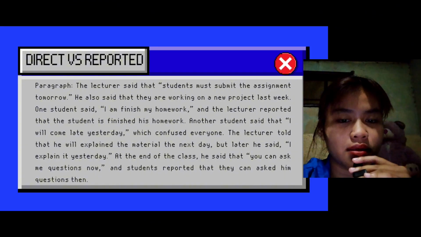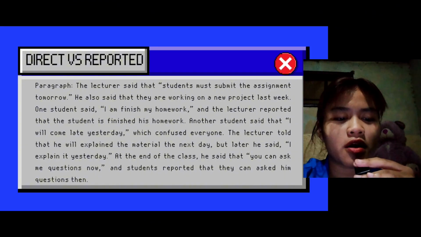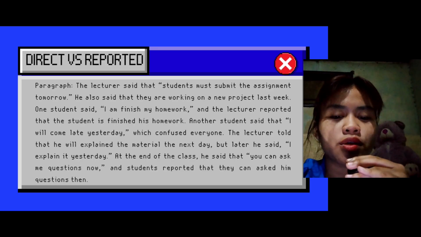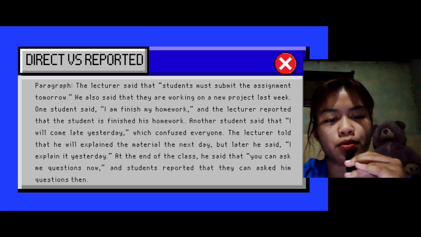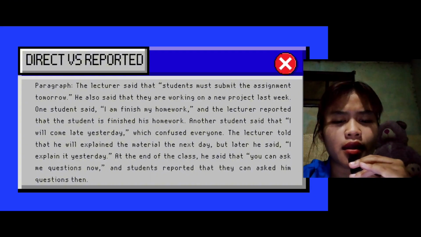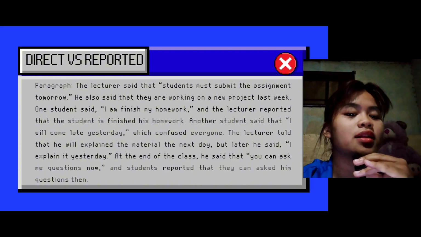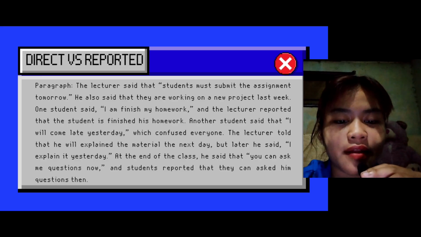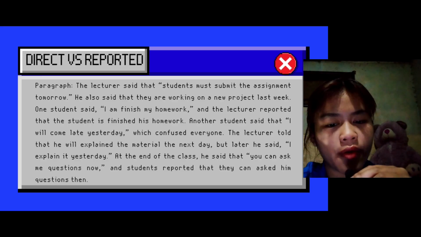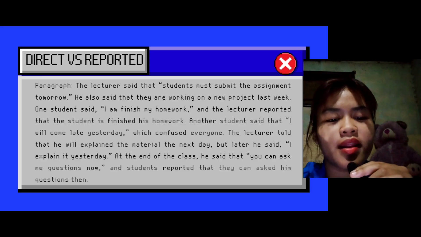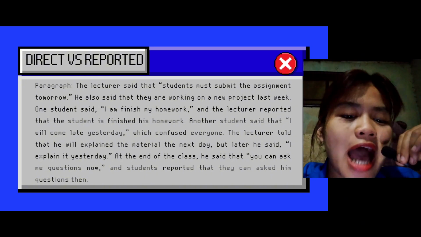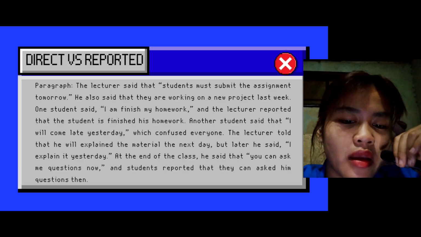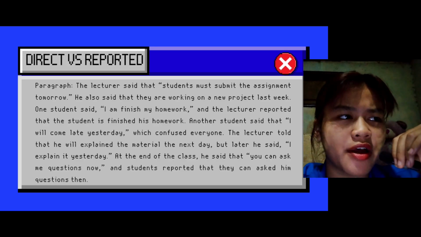So the last one is direct versus reported speech. For the paragraph, it says the lecturer said that student must submit the assignment tomorrow. He also said that they are working on a new project last week. One student said, I am finished my homework, and the lecturer reported that the student is finished his homework. Another student said that I will come late yesterday, which confused everyone.